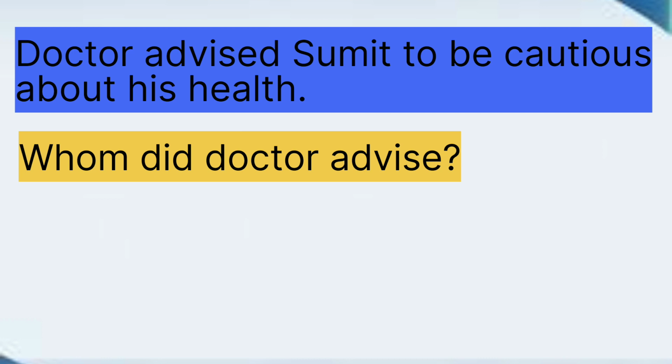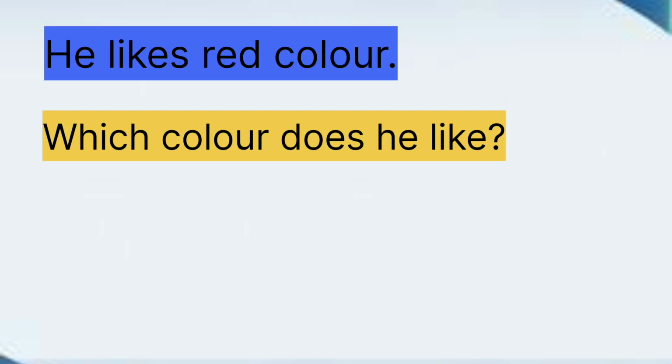Next example: he likes red color. The underlined part is red color. So, to get the underlined part as an answer, let us frame the WH question. First, select the appropriate WH word, that is which, which is usually used to ask about choice or option. Then, the simple present tense auxiliary verbs do or does. In the case of a third person singular pronoun, does is the appropriate auxiliary verb. So, the answer will be: which color does he like? We need to remove s from the main verb.